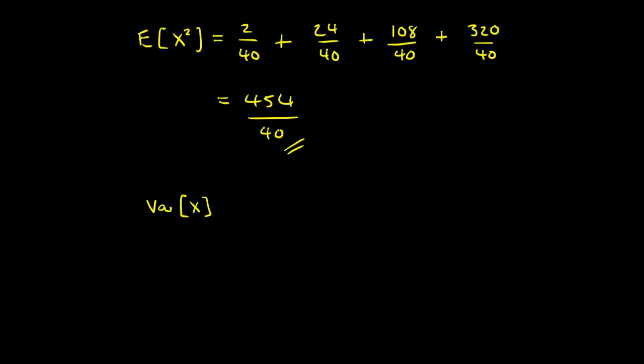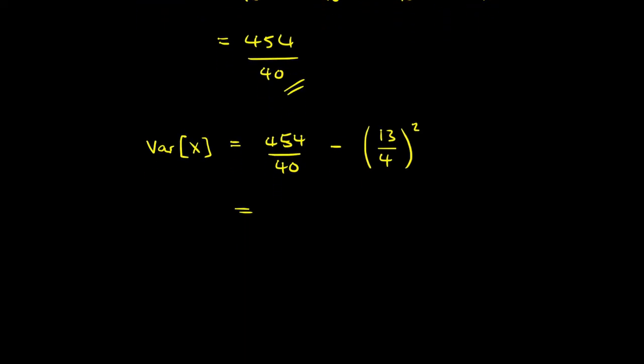And of course, what I said was that the variance of x is equal to the expectation of x squared, so that's 454 upon 40, minus the expectation of x all squared, so 13 upon 4 all squared. And I think if we key that into our calculator, then what we should get is 63 upon 80, and that will be our variance.